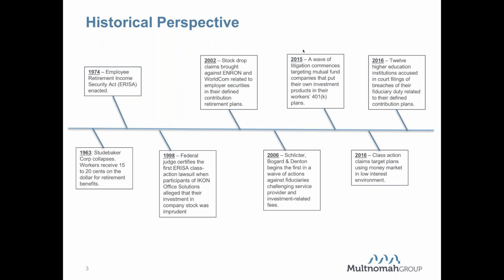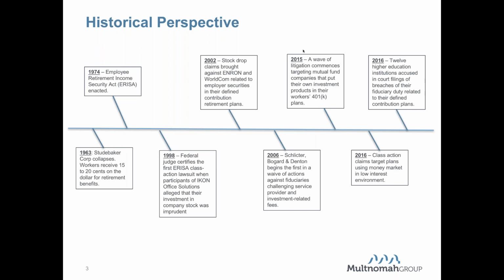2016, class action claims target plans using money markets in the low interest rate environment. So we had a 5-year period of time coming out of the economic crisis where money market yields were virtually zero. And we had class action litigation with claims related to the appropriateness of money market as an asset class, not a specific money market fund per se, but whether money market was an appropriate selection or alternative to make available to participants in a retirement plan. And then back in 2016, we had 12 higher education institutions accused of fiduciary breaches in what they hope will become class action suits against the fiduciaries related to those 12 retirement plans.